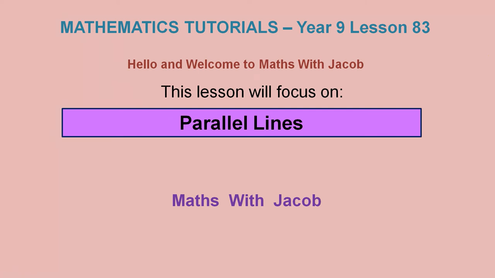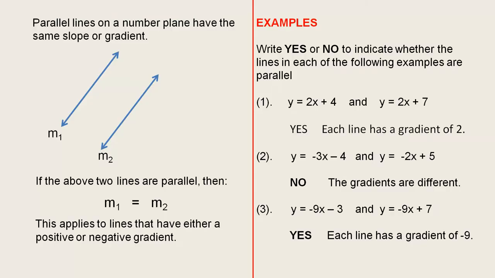This lesson will focus on parallel lines. Parallel lines on a number plane have the same slope or gradient. If the above two lines are parallel, then M1 equals M2. So M1 is the slope of this line, M2 is the slope of that line. Because they're both parallel, M1 equals M2.